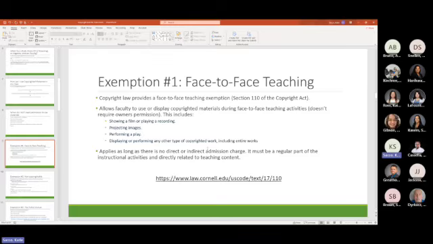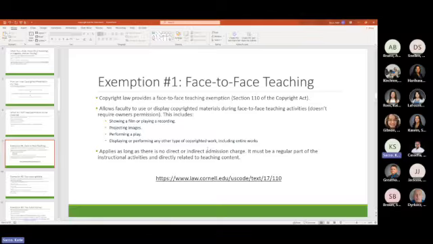All right, so exemption 1, face-to-face teaching. Copyright law provides a face-to-face teaching exemption. It allows faculty to display or distribute copies in face-to-face teaching activities. These are generally in-class activities, so this is the physical classroom. You can show a movie, you can project images for an art class. You can have students perform a play in class, or you can display or perform any other type of copyrighted work, including the entire work. If you want them to read an entire play that is copyrighted, they can read it in class.